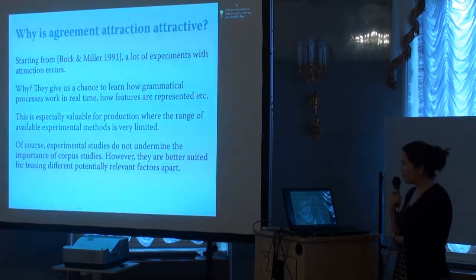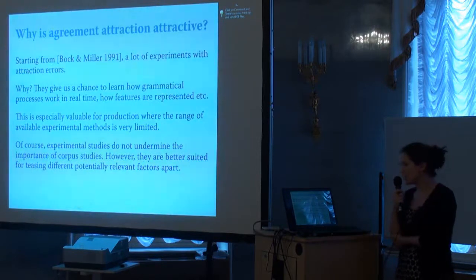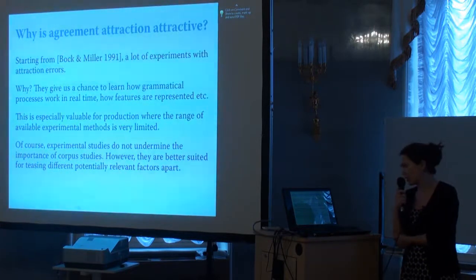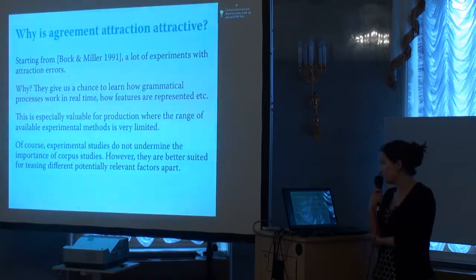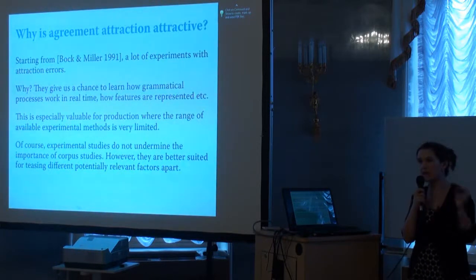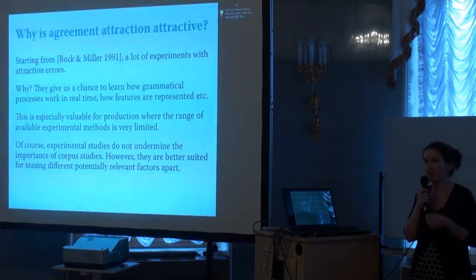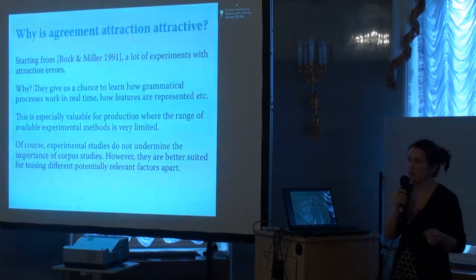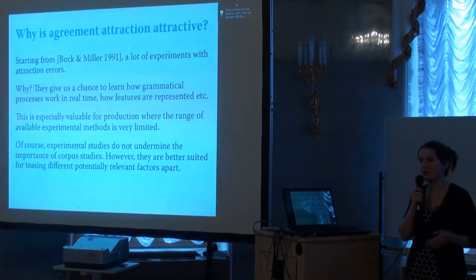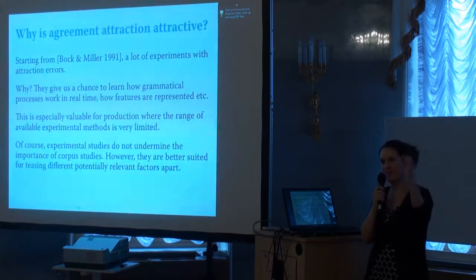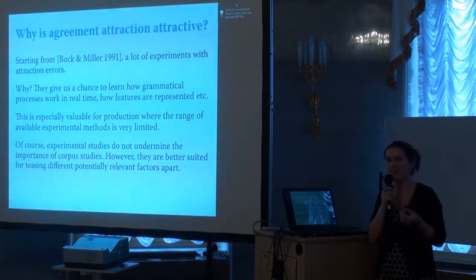And of course, I will be talking exclusively about experimental studies, but of course this does not undermine the importance of corpus studies. The only thing that is better about experimental studies is that they're better suited for teasing different potentially relevant factors apart. You can present people with stimuli that are minimally different, and the difference is exactly in the factor you're interested in. Of course, it's extremely interesting to see what kind of errors arise in naturally occurring speech or written texts. But you can't find examples that are minimally different exactly in the factor that you're interested in.